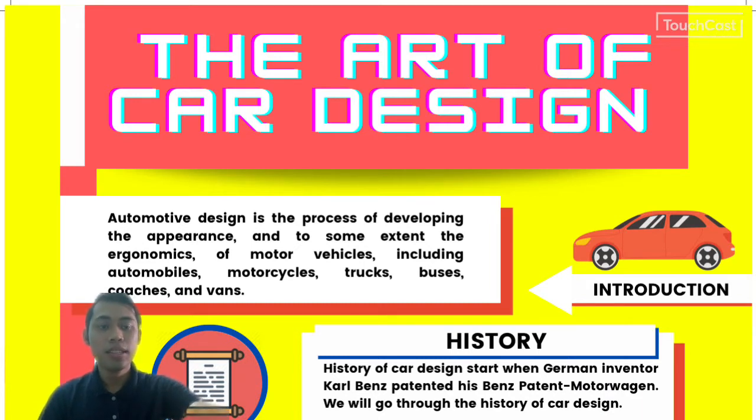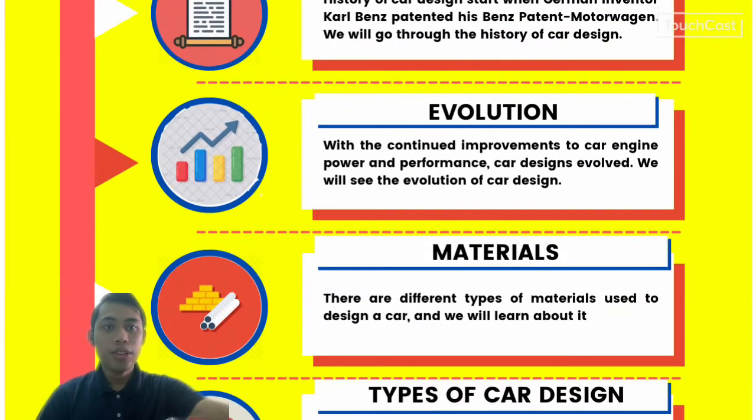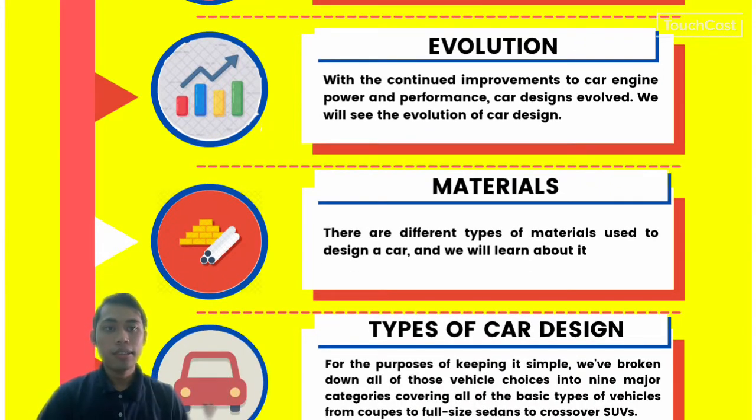Now we move to the history. The history of car design starts when the German inventor Karl Benz patented his Benz Patent Motor Wagon. We will go through the history of car design. After that, evolution. With the continued improvement to car engine power and performance, car design evolved. We will see the evolution of car design. After that, materials. There are different types of materials used to design a car, and we will learn about it.